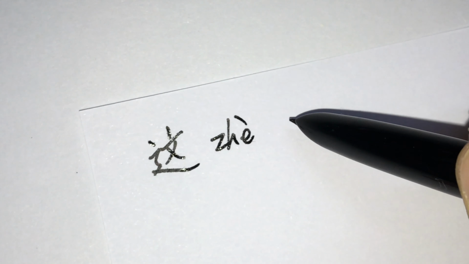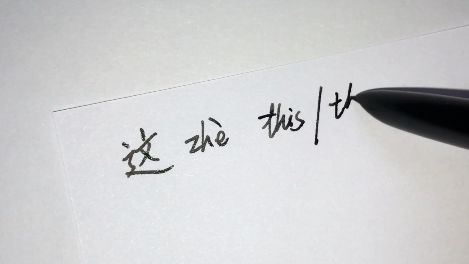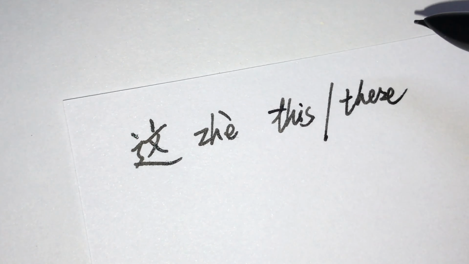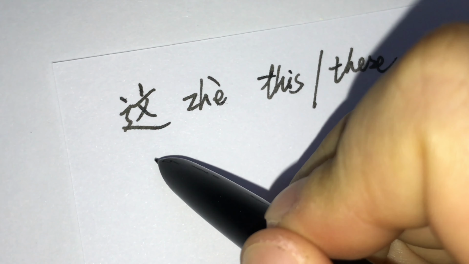In today's video, I will show you how I write the most frequent Chinese character, 这. Now let's get started. In regular script, 这. This, or this. You can write it in cursive like this.